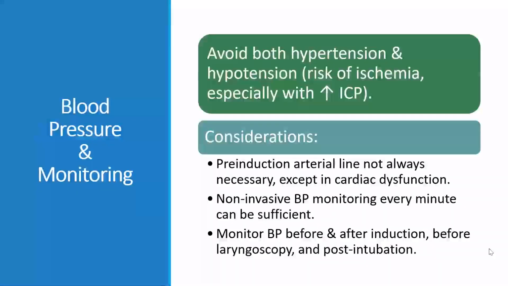Avoid both hypertension and hypotension. Hypotension can increase the risk of ischemia. Hypertension can increase the risk of rebleeding. We can use a pre-induction arterial line, but it is not always necessary. We have to make our judgment according to the patient's condition and other comorbidities. Non-invasive BP monitoring can be sufficient. Monitor BP before and after induction, before laryngoscopy, and post-intubation.